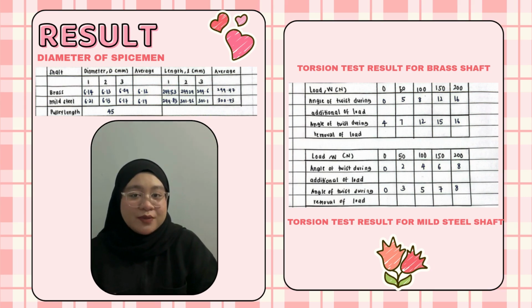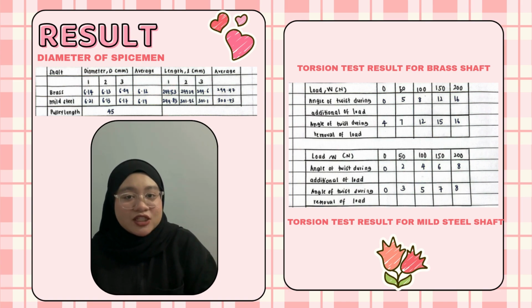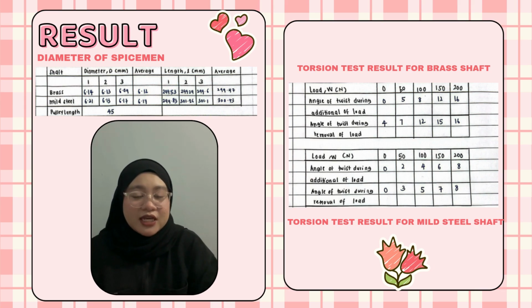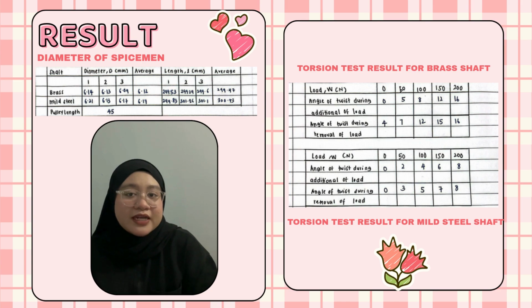Brass shows a larger angle of twist, which indicates that it is less stiff compared to mild steel. Now moving on to Table 3, which presents the torsion test result for the mild steel shaft. The load range is the same, from 0 Newton to 200 Newton. During addition of load, the angle of twist increases gradually from 0 degrees to 8 degrees. During removal of load, the angle of twist values are 0, 3, 5, 7, and 8 degrees. The difference between loading and unloading is smaller compared to brass.